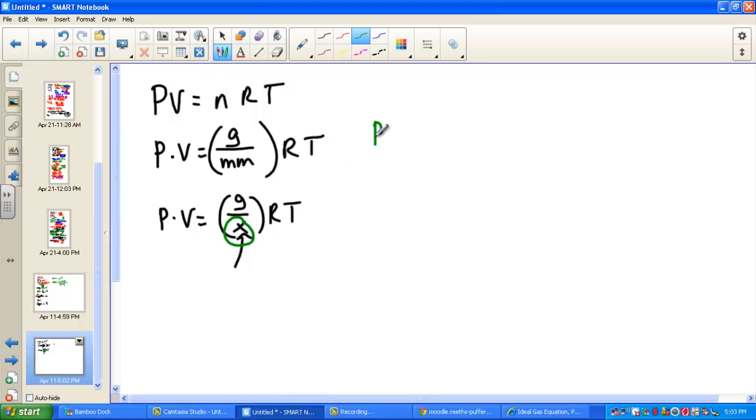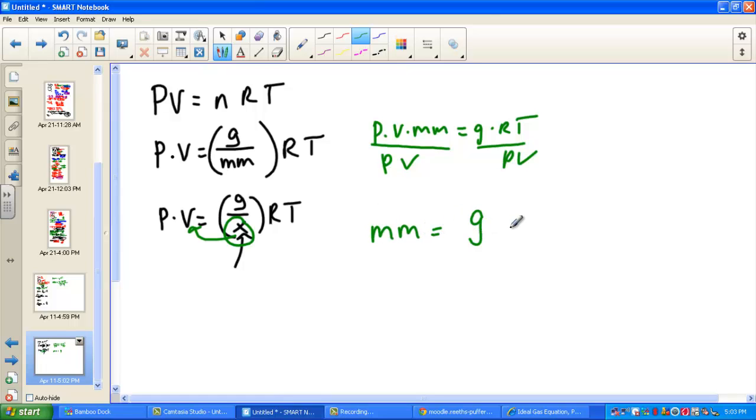Ultimately, P times V times molar mass is equal to g times R times T. Divide both sides by P and V, and this is on your test-taking page, or it should be. Double check: the mass in grams times the R constant times the Kelvin temperature, over the product of P times V. This indeed gets us the molar mass. Make yourself a note: this comes out in units of grams per mole.